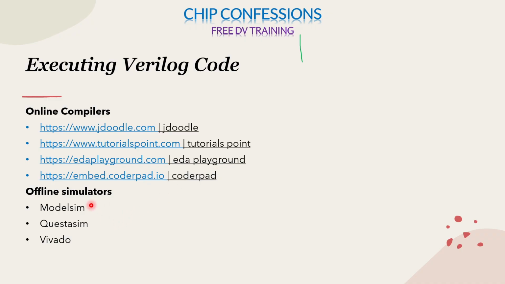And for offline simulators, we can use ModelSim, QuestaSim and Vivado. Vivado is freely available, a free version is there, whereas for ModelSim I think a free version is there, but for QuestaSim it might not be. So we shall rely on online compilers, and when we are moving towards some major projects, at that time we can use the offline simulators, and we will see which ones we can rely on. So this is how we execute whatever Verilog code we are going to write in future.